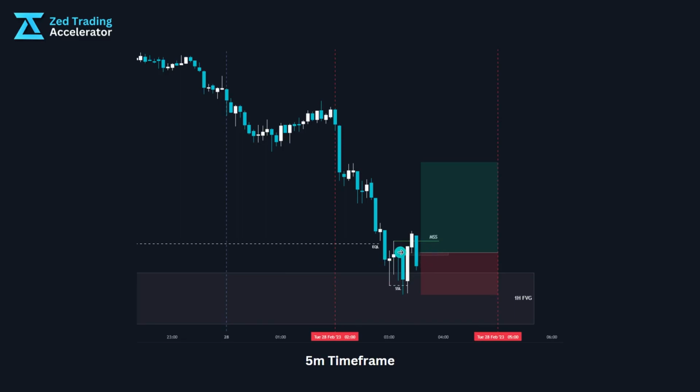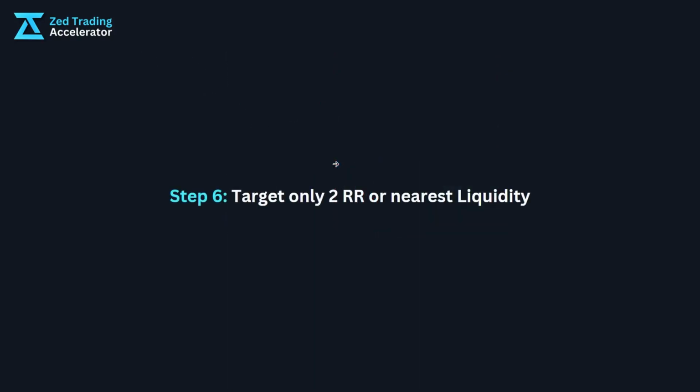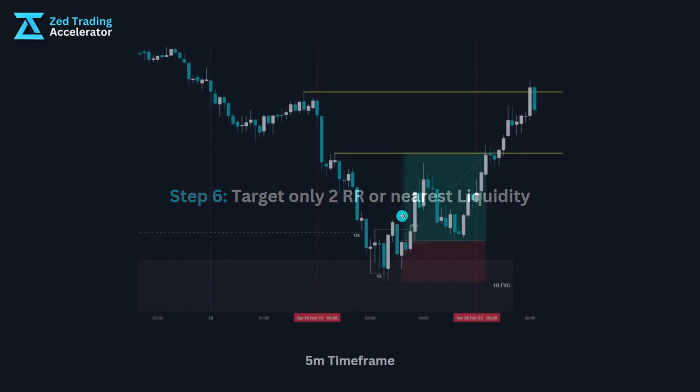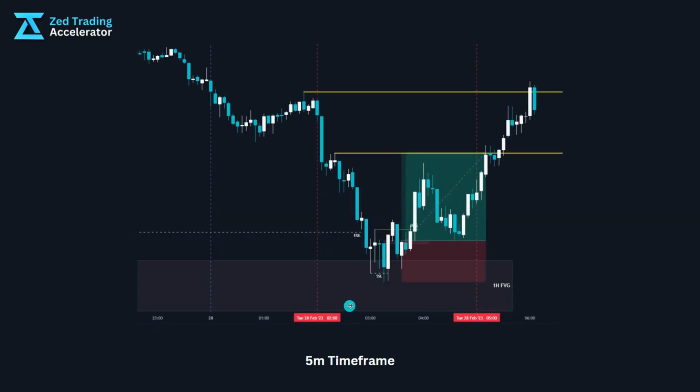You can enter at the top of this fair value gap, stop loss at the low, and target 1 to 2 risk to reward or the nearest buy side liquidity. Alright, target only 1 to 2 risk to reward or nearest liquidity. And as we can see here, we have our take profit here. Price went up right away into our take profit and also eventually took out that buy side liquidity.